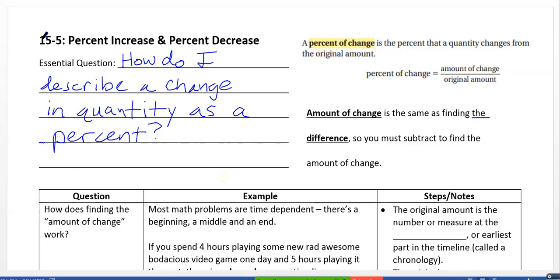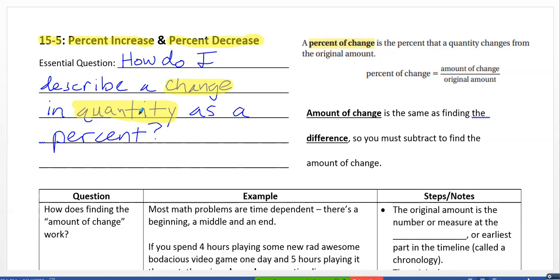Today we're doing 15-5, percent increase and percent decrease. And the essential question is, how do I describe a change in quantity as a percent? Now, a change in quantity, we have to get good at looking at words and going, well, what does that mean? If you're finding a change in quantity, that's the same as finding the difference.